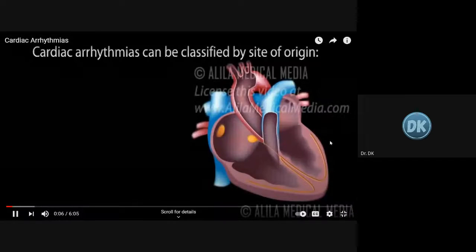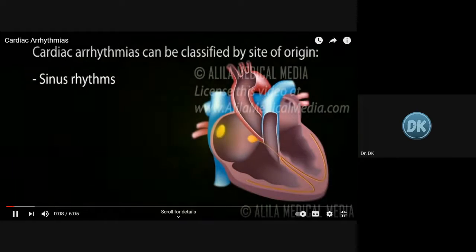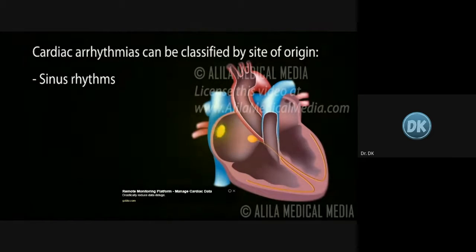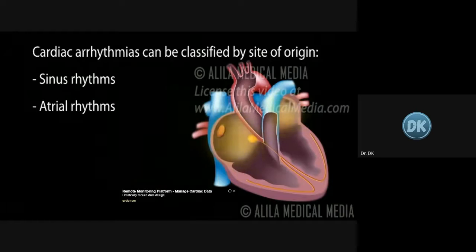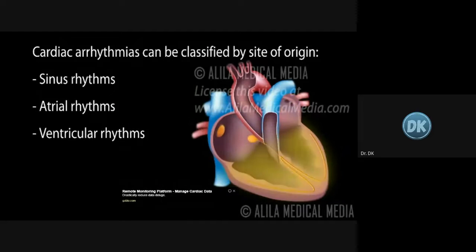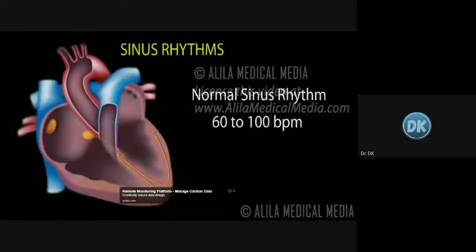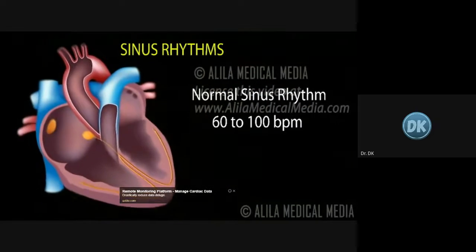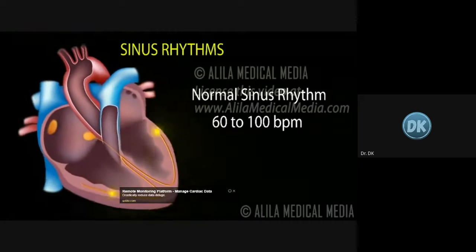Cardiac arrhythmias can be classified by site of origin. Sinus rhythms originate from the sinoatrial node, or SA node. Atrial rhythms originate from the atria. Ventricular rhythms originate from the ventricles. Sinus rhythm is the normal rhythm of the heart set by its natural pacemaker in the SA node.